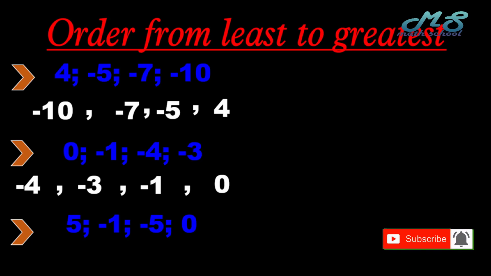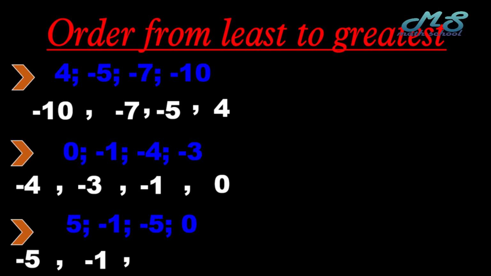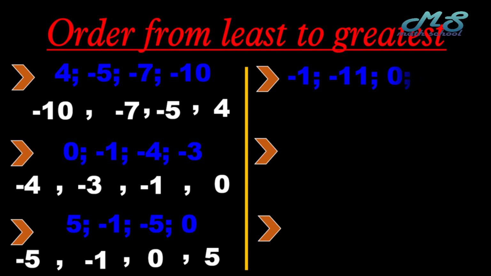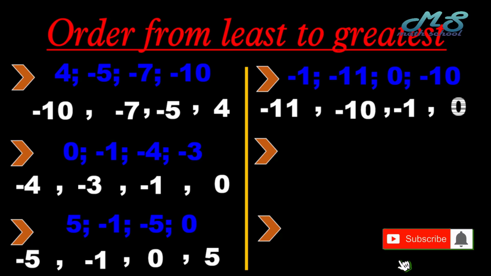Next, 5, negative 1, negative 5, 0. The greatest one is 5, and the smallest one, guys, is negative 5, followed by negative 1, followed by 0, followed by 5, the greatest one. Next set, guys: negative 1, negative 11, 0, negative 10. Now the smallest one is negative 11, followed by negative 10, followed by negative 1, and the greatest one is 0.